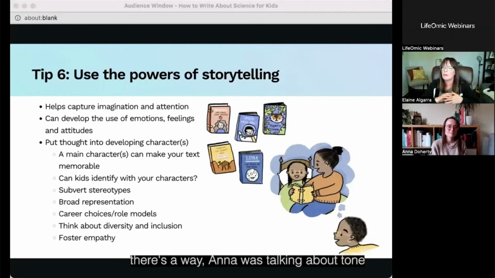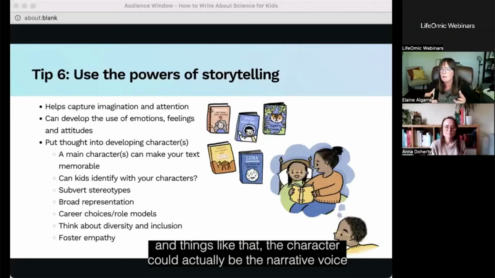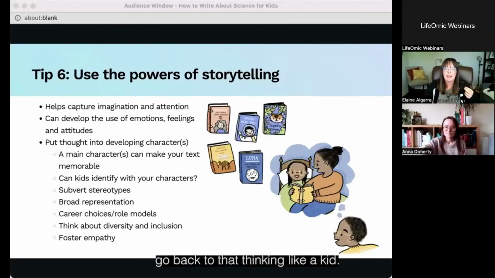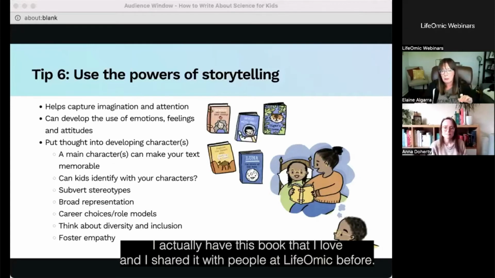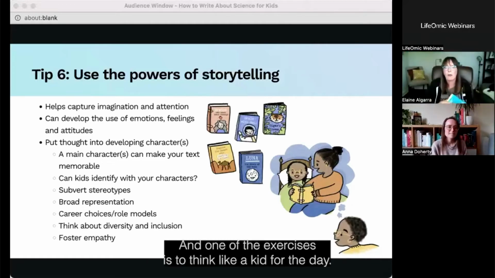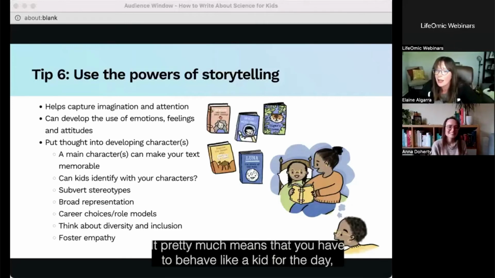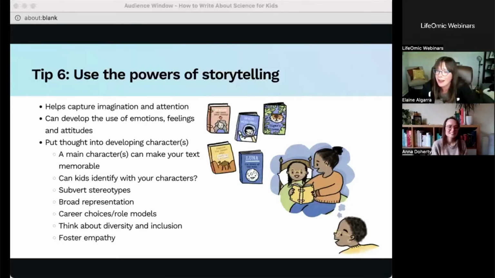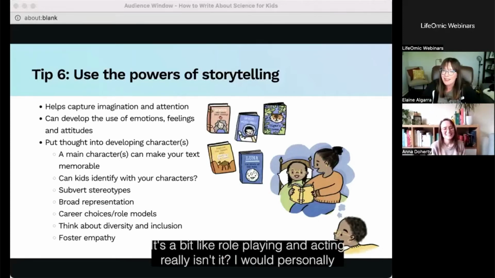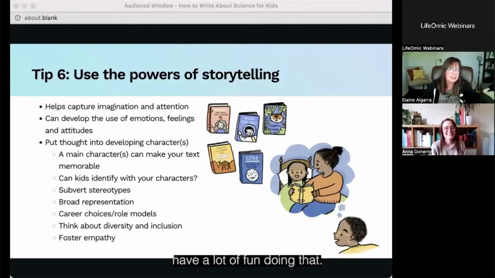When I'm talking about characters, I'm also referring to narrative voice, because, as Anna was talking about tone and things like that, the character could actually be the narrative voice in the way that you're speaking to the reader. And once again, go back to that thinking like a kid. I actually have this book that I love, and I shared it with people in Lifeology before, and it's got different exercises in. One of the exercises is to think like a kid for the day. It pretty much means you have to behave like a kid for the day, like get down on their level, have a tantrum, eat naughty food, that kind of thing. It's a bit like role playing and acting, really, isn't it? I would personally have a lot of fun doing that, but I don't know if you would.